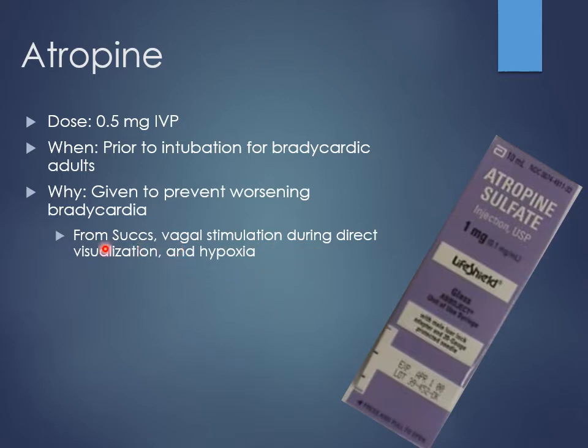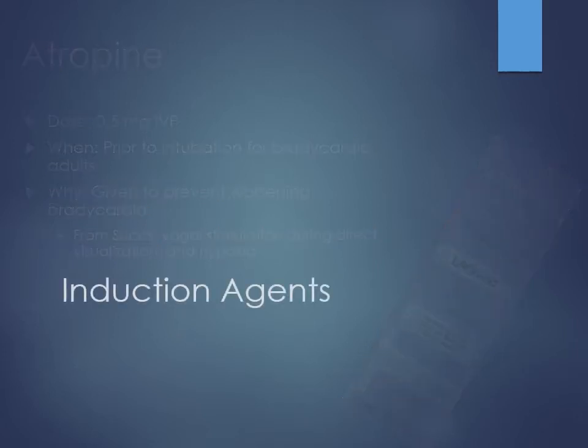Succinylcholine is also going to be another drug that can induce bradycardia. We'll talk about that in the succ section a little bit later on, but when I say succs, I'm referring to succinylcholine. Sometimes we'll end up giving atropine as a pre-treatment for that. So again, if they're already bradycardic coming in, we would give atropine as pre-treatment. Okay, so those are the main two pre-treatment drugs, right?